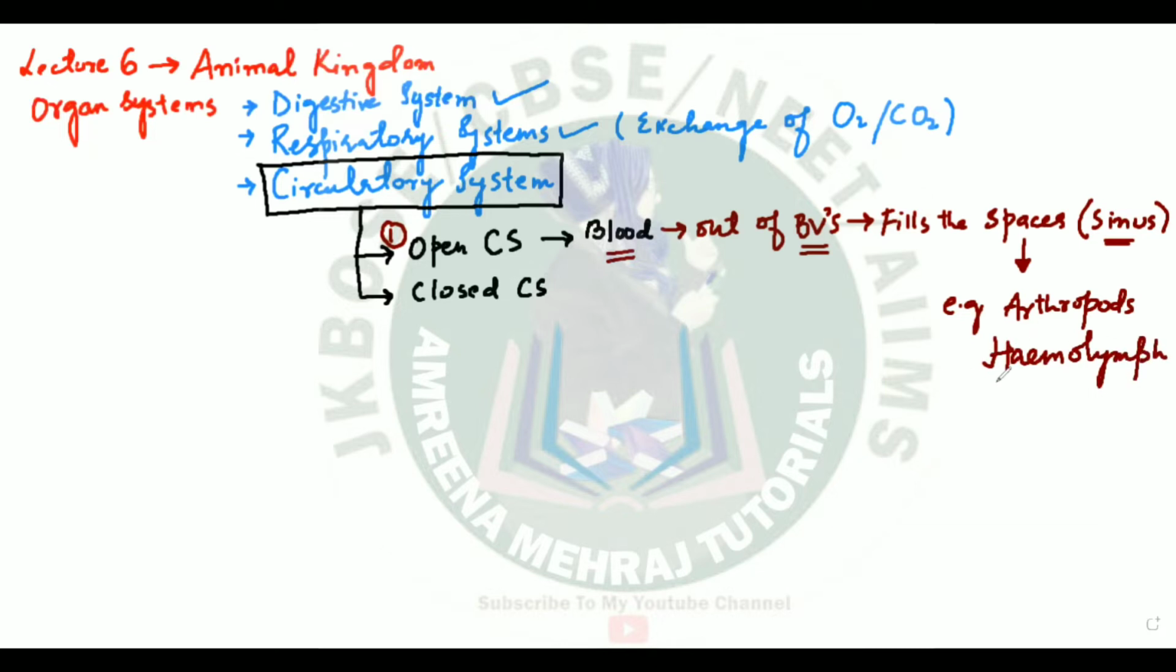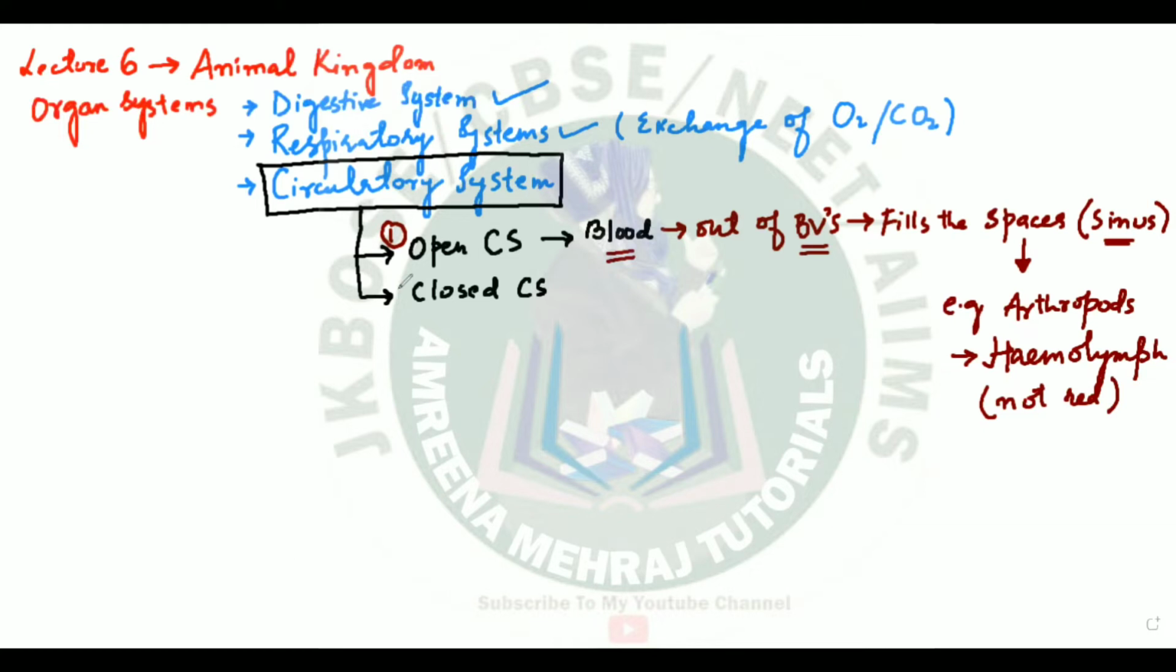This is not red in color, not red as our blood. Hemolymph is not red. You'll find this fluid working as a mechanism for transportation of substances and gases in arthropods, but it doesn't remain confined to the blood vessels. This hemolymph fills the spaces in the body, and such a type of circulatory system is called an open circulatory system.